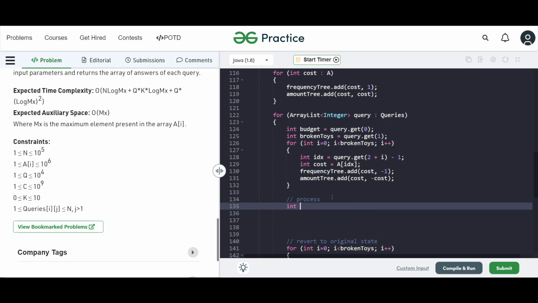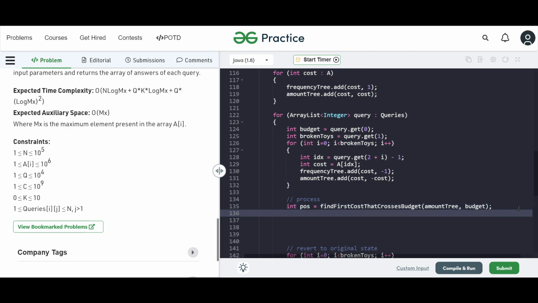Let's call this position. So essentially, find the first cost that crosses the budget, right? That's what we're really interested in finding. And how can you find that? Based on the amount tree and the budget. We have the budget and we have the amount tree, and we'll find out using binary search the first cost that crosses the budget.